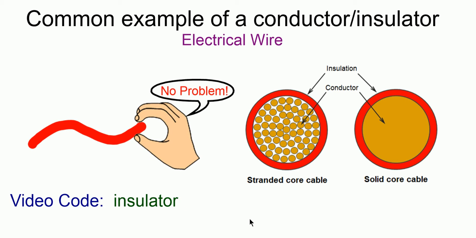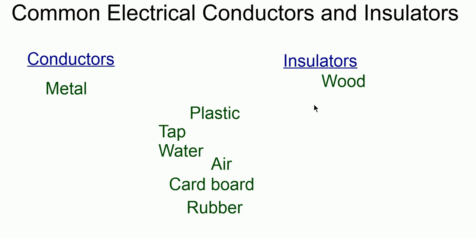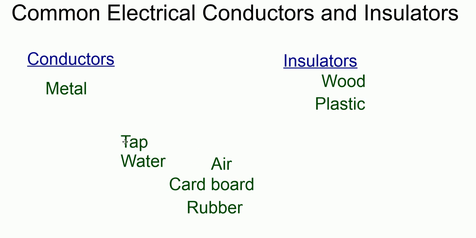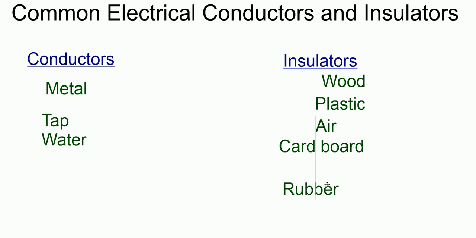The most common example of a conductor and insulator, of course, is just regular wire. We have an insulator on the outside, conductor on the inside. This guy can grab this with no problem, no pain. Conductors, metals by far the most common. Wood and plastic are insulators. Tap water is a conductor. Air is an insulator. Cardboard and rubber. By far the most common conductor is metal, and almost all conductors are metal.